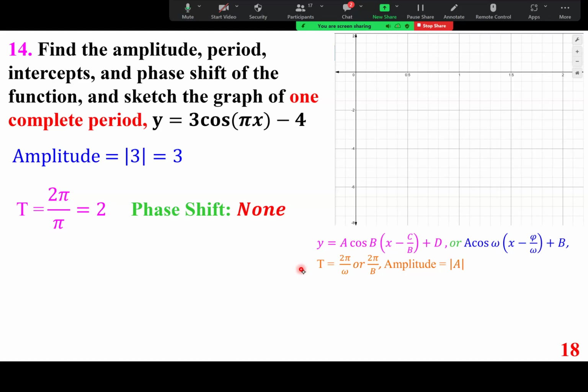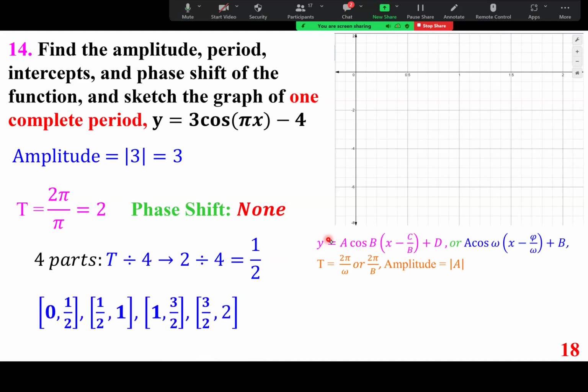We're going to cut the T into 4 equal parts. That means we're going to cut this into 4, and that gives us 1/2. Which means, there's no phase shift, we go from 0 to 1/2, 1/2 to 1, 1 to 3/2, 3/2 to 2. Those are the 4 subintervals and 5 key points. So there's a vertical shift of 4 units down.